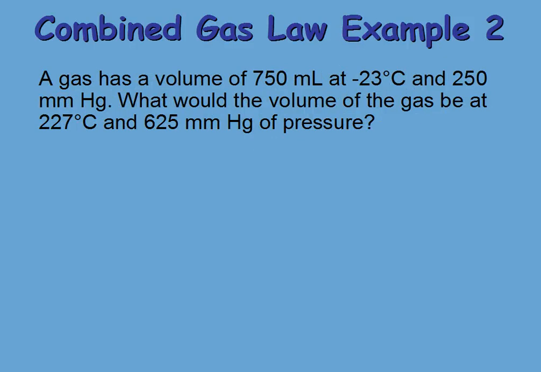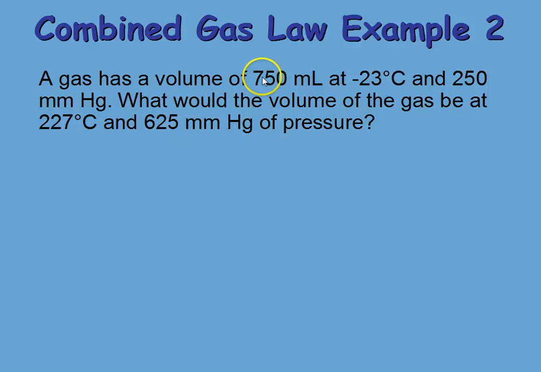Our second question is giving us the information for the gas at one point together. So we see the volume, the temperature, and pressure are listed together in the first sentence. The gas has a volume of 750 mL at negative 23 degrees Celsius and 250 millimeters of mercury. And we're asked what would the volume be at 227 degrees Celsius and 625 millimeters of mercury of pressure.